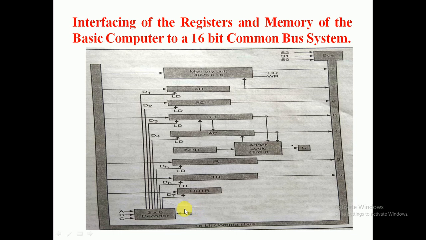input. If E is equal to 0, then this decoder is disabled. If E is equal to 1, this decoder is enabled. So after enabling, it selects a particular destination register with the help of these combinations of ABC. If ABC is 0001, then it selects D1, the address register, and after this load input is enabled, when this load input is enabled, then it receives the content from this 16-bit common bus.